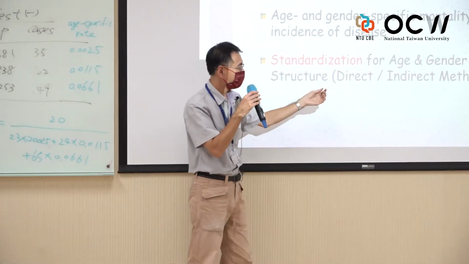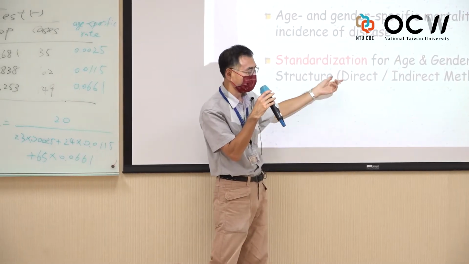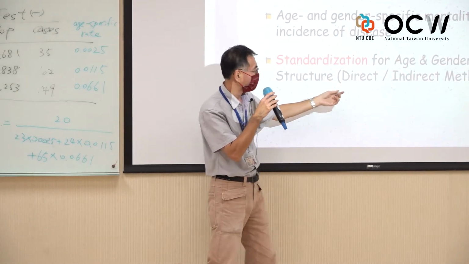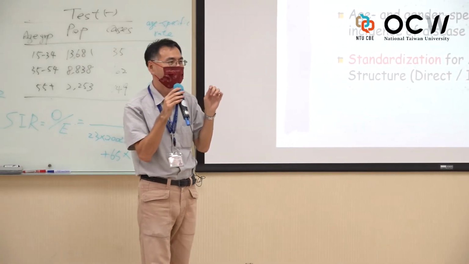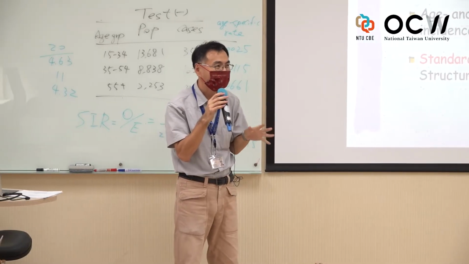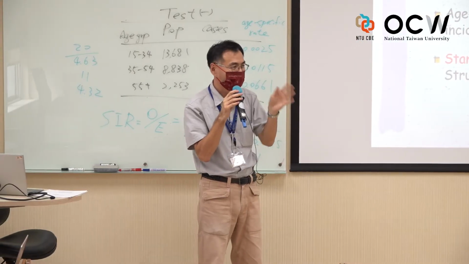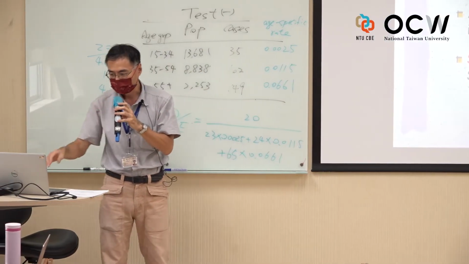Direct means that using this way of standardization, the outcomes will be comparable with each other. But with indirect, we could only compare the rates from the target population to the standard population only. We cannot compare to all the other indirect standardization analysis outcomes.